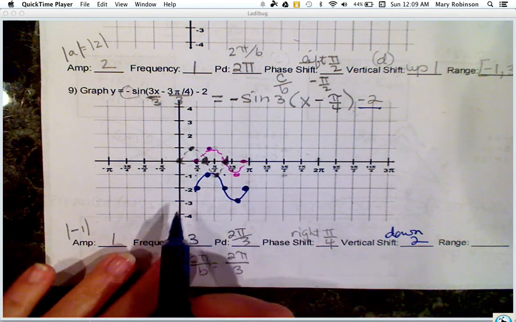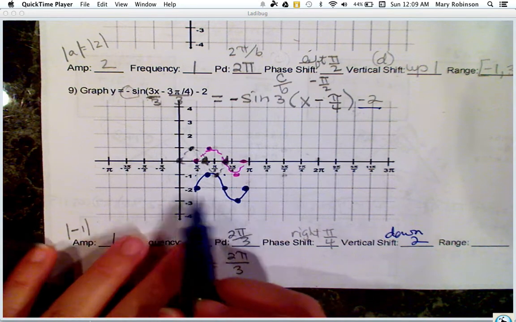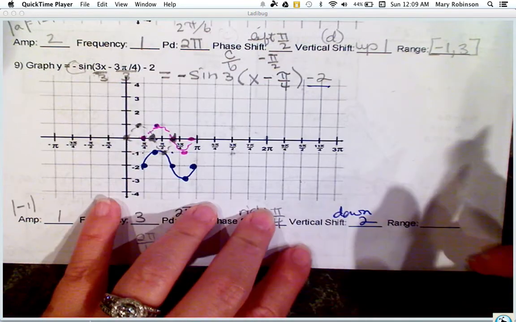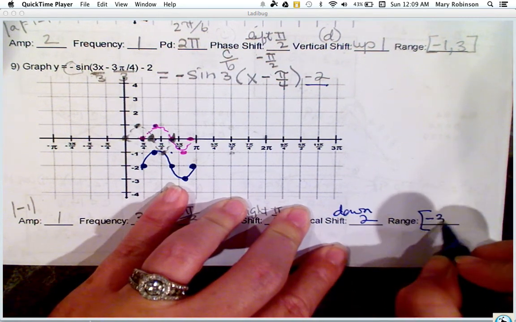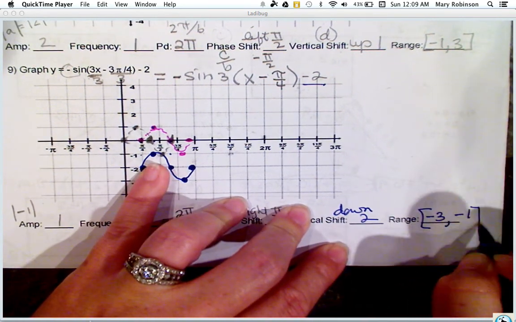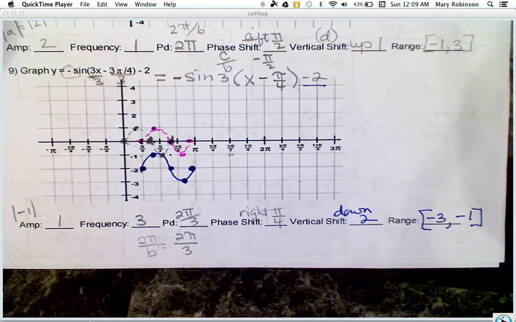In terms of my range, my lowest y value is -3. My largest y value is +1. So remember, we always take our range from our lowest y to the highest y. And that concludes the graph.